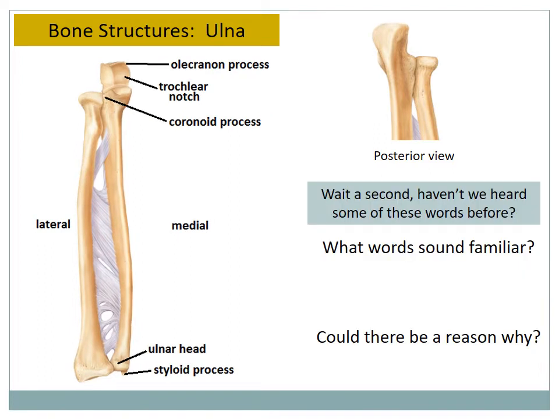Alright, so we're looking at some of these words, and you should be like, wait a second. I've seen some of this before, right? You've seen some of these words. What words sound familiar? Olecranon, right? Remember, so the olecranon process. Trochlear sounds pretty familiar. Coronoid should sound familiar as well. Also, there's another styloid process hanging out here. So is there a reason why these all have some familiar names? Of course there is. So we're going to take a look at why this is the case.